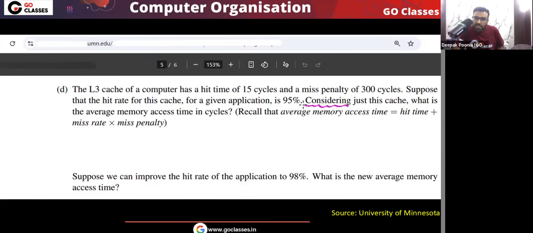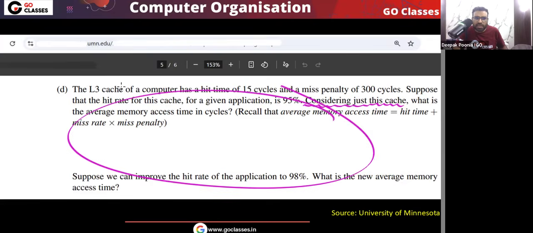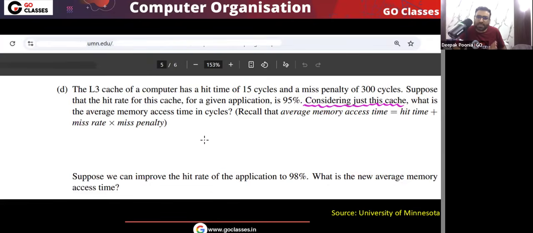This question is saying that, considering just this case, in your system you only have the L3 cache and no other cache memory. So is this a multi-level cache structure or a single level cache structure? In this system, do we have single level cache or multi-level cache? We have single level cache. This is just an interesting question, that they are using the word L3 cache. But now they are saying that considering just this cache memory, what is the average memory access time in cycles?